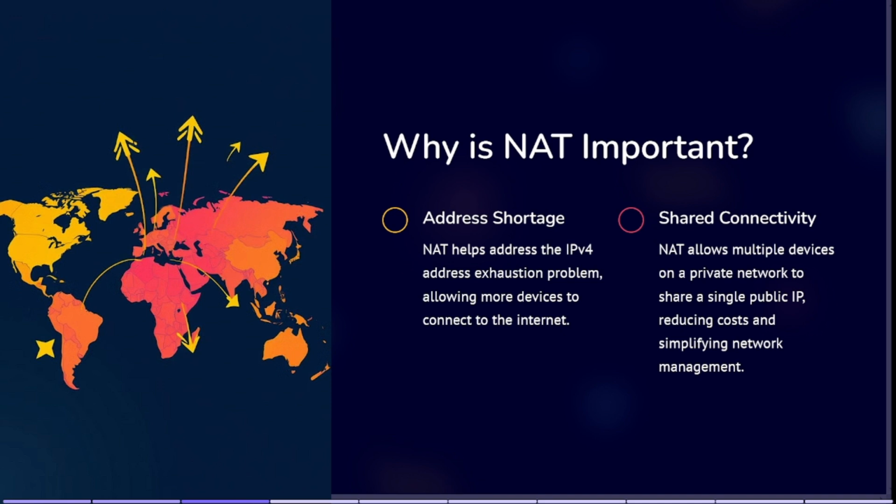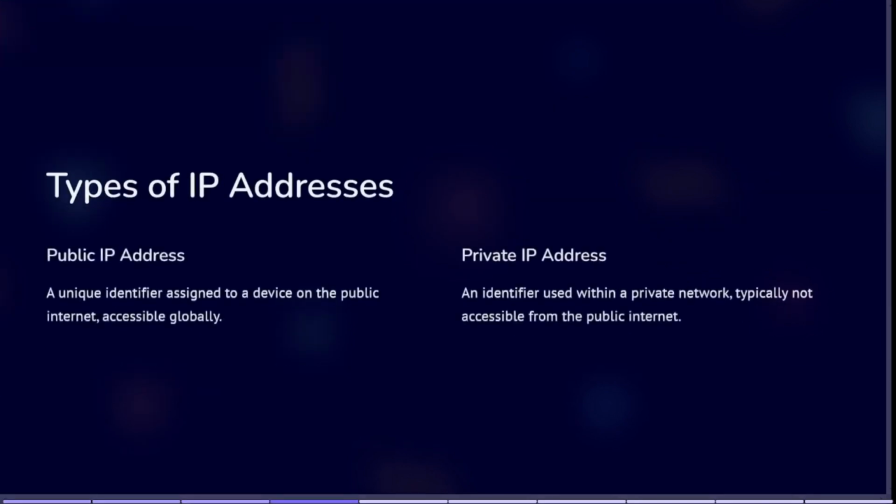Now we are going to discuss the types of IP addresses, because NAT works on IP addresses. In networking, there are two main types of IP addresses: public and private. Public IP addresses are globally unique and are used for devices to communicate across the internet. On the other hand, private IP addresses are used within local networks and are not directly accessible from the internet.